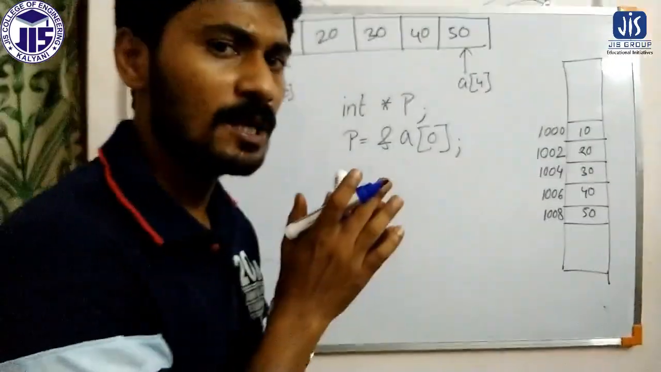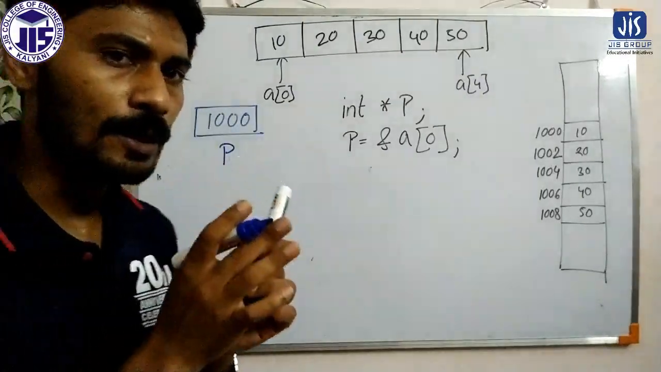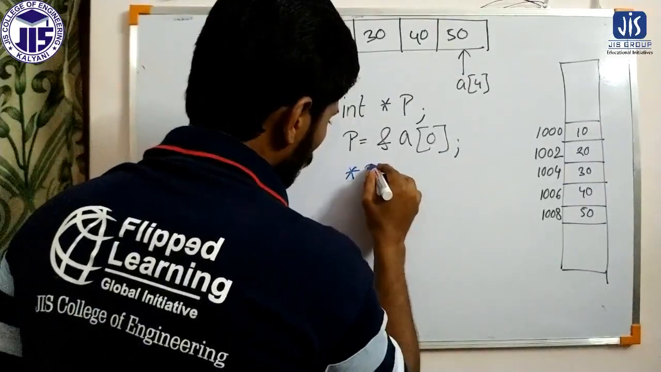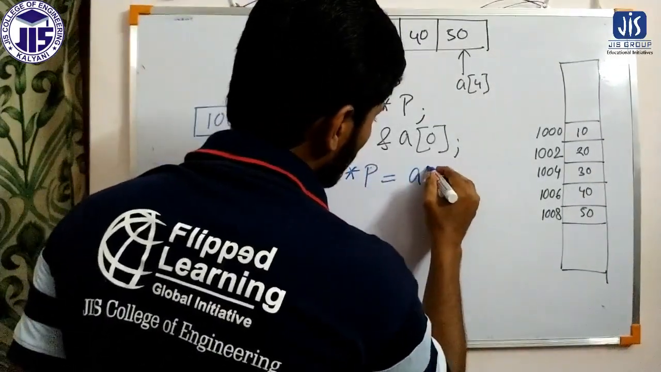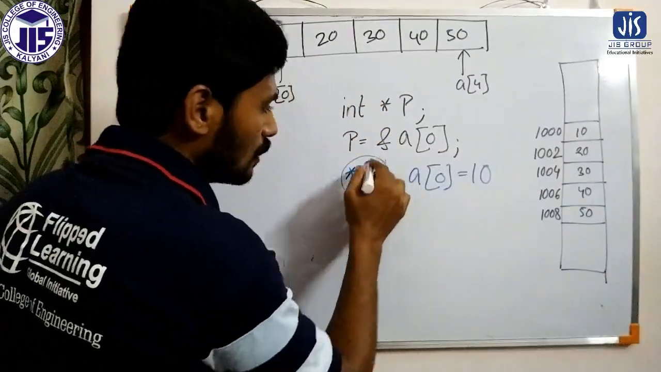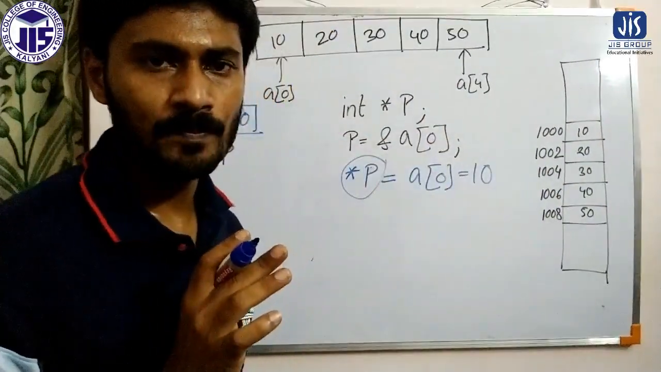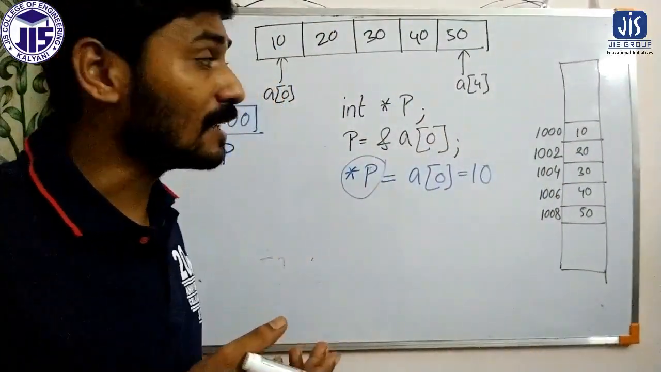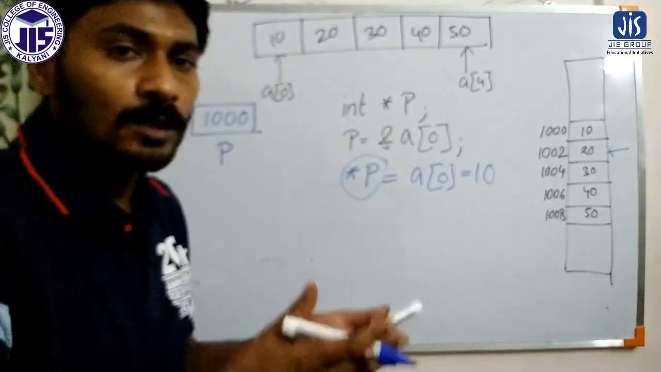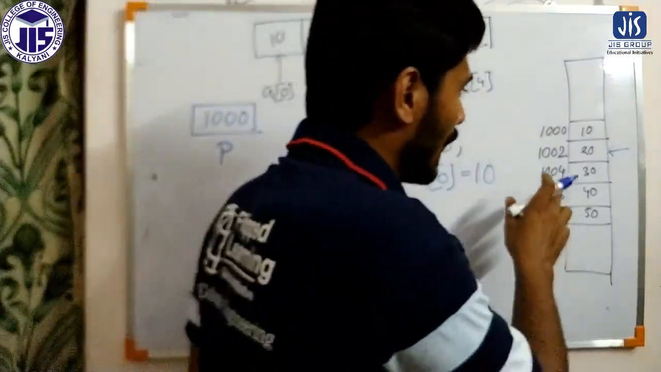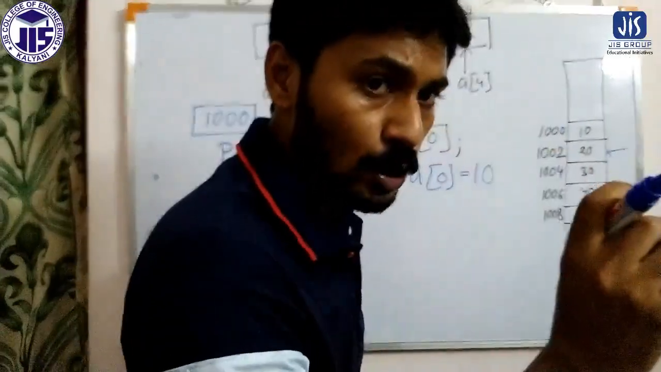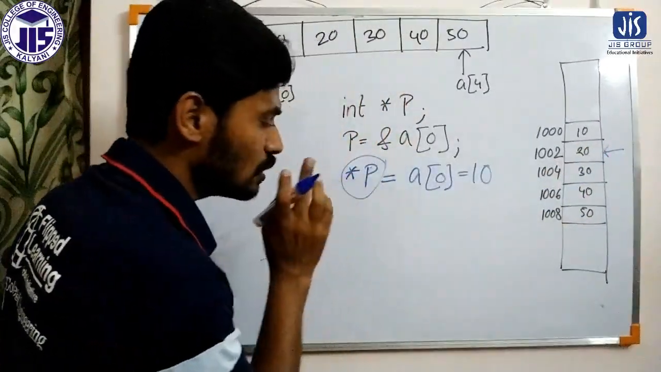This concept is very much similar to what we have already discussed. Now if I write *P, it is indicating the value of A0, that is equal to 10. So by using pointer P, we can access the 0th element of the array. Now our target is to access the first element. We have not declared any other pointer that will store the address of the first element, A1, of the array. Now I will show you how we can access this element by using this pointer.